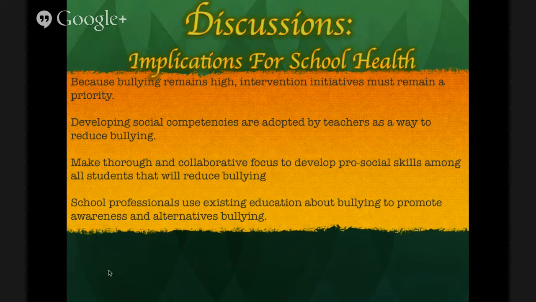Implications for school health. Because bullying remains high, intervention initiatives must remain a priority. Developing social competencies can be adopted by the teacher as a way to reduce bullying. Let's make a thorough and collaborative focus to develop those pro-social skills among all students that will help reduce this bullying. And school professionals, let's continue to read up on existing education about bullying to promote awareness and alternatives to bullying.